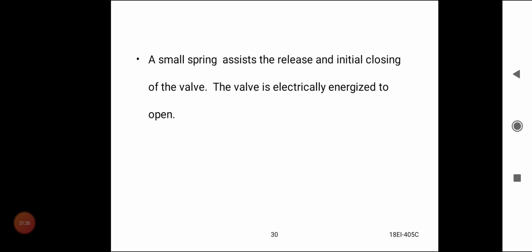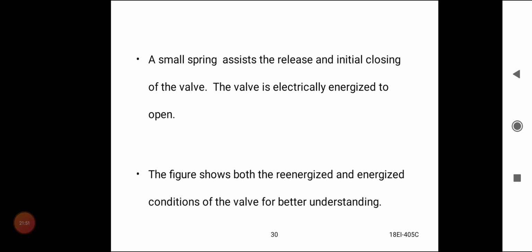A small spring assists the release and initial closing of the valve. The valve is electrically energized to open. The figure shows both the de-energized and energized condition of the valve for better understanding.